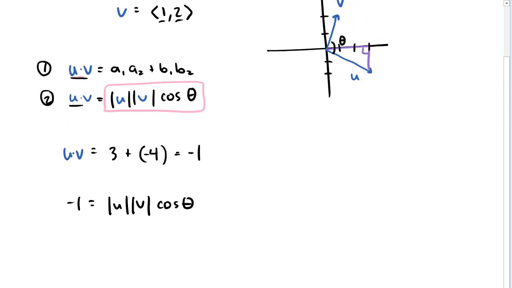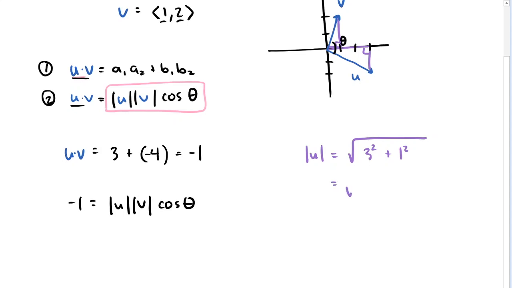This is a right triangle. This u triangle, well, it has leg lengths 3 and 1. So if I square 3 and I square 1, add them together, that's going to be like a squared plus b squared is equal to c squared, and I would take the square root of both sides. So this is the square root of 9 plus 1, square root of 10. That's this distance here for u.